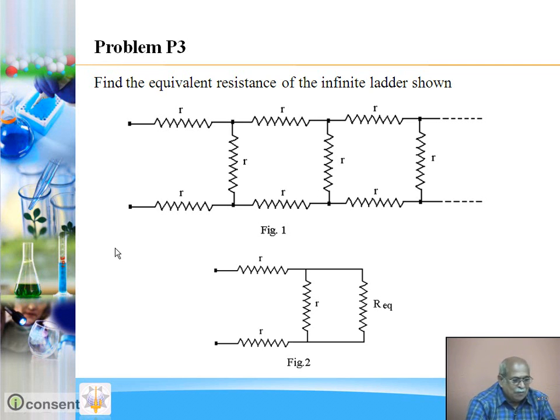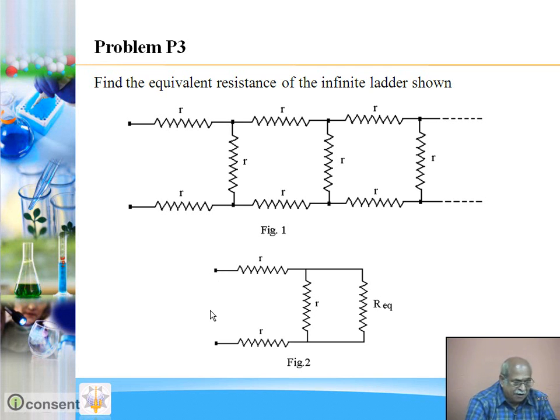Now the arrangement looks like figure 2. First three resistances R, no change. After that, what remains is the infinite ladder. It is equivalent to resistance Req. What is resistance from this to this? Req again. Now, you have to solve a simple equation. In figure 2, at once you see that this resistance R and Req are in parallel. Then this parallel combination and these are in series.